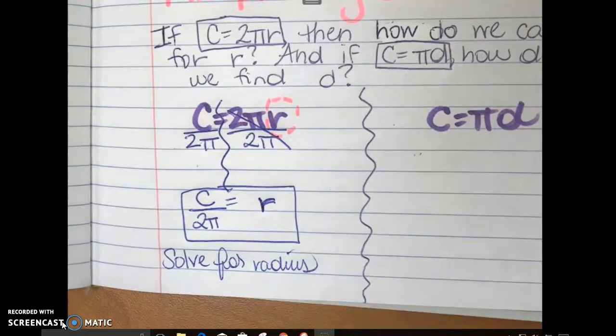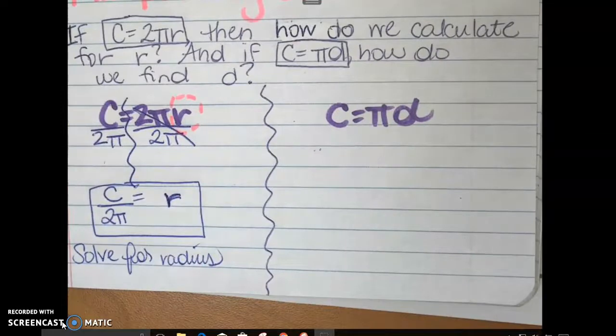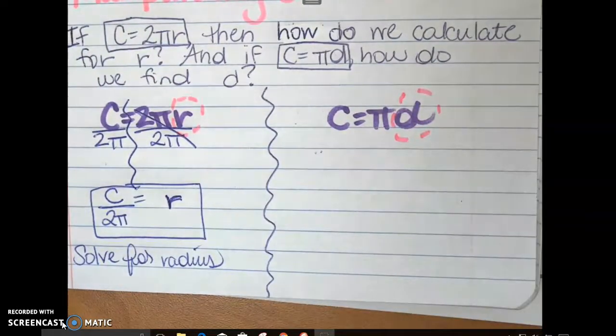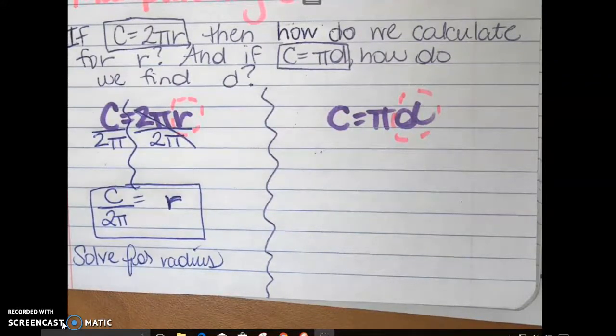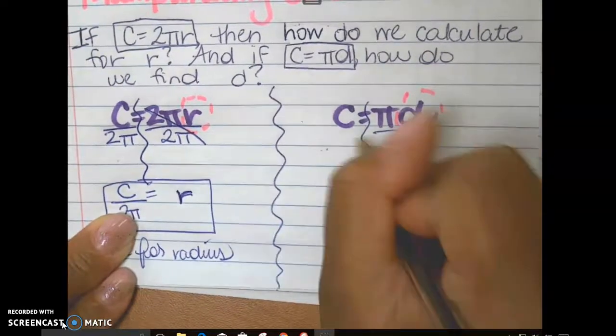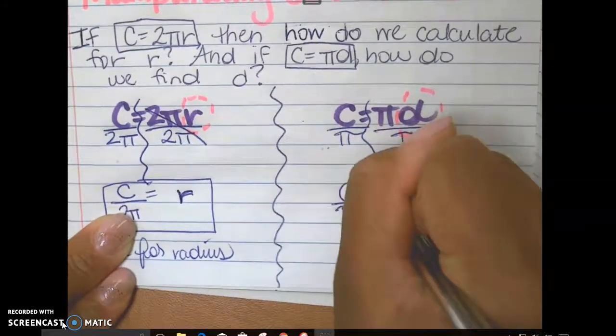Okay, first circumference equals pi times diameter. What am I going to do on this side? That's still online. I want diameter by itself. Divide by pi on both sides. So C over pi equals D. Good. C over pi is equal to diameter.